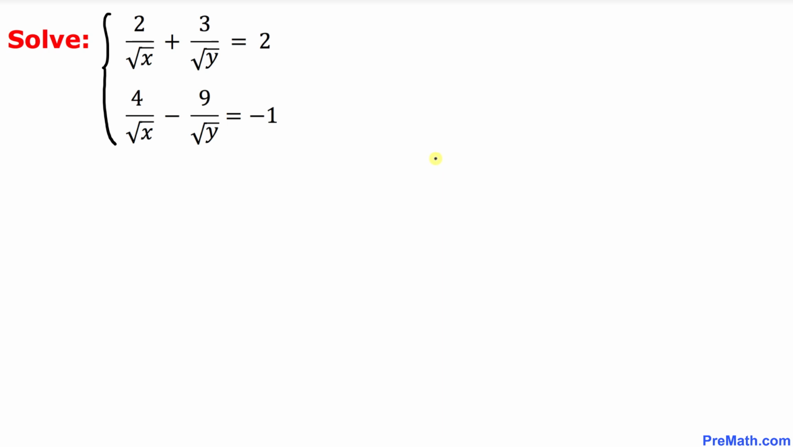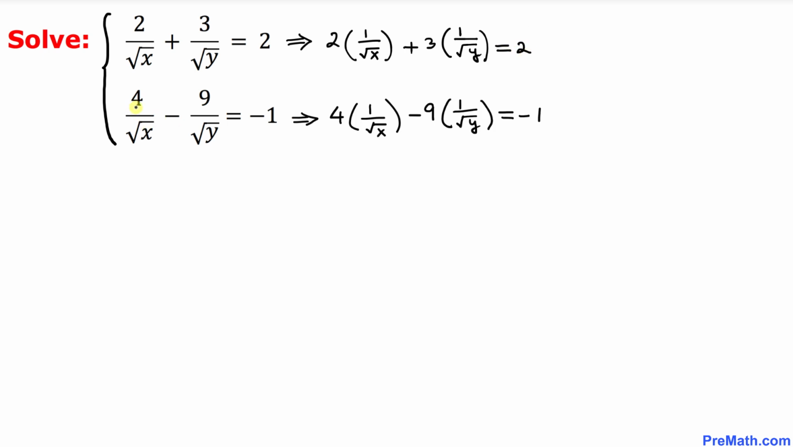And here's the very first step we are going to do. Now let's focus on the very first equation. I can write this equation as 2 times 1 over square root of x plus 3 times 1 over square root of y equals 2. And likewise, I can write this second equation as 4 times 1 over square root of x minus 9 times 1 over square root of y equals negative 1. Now let me call this first equation equation number 1 and this equation number 2.